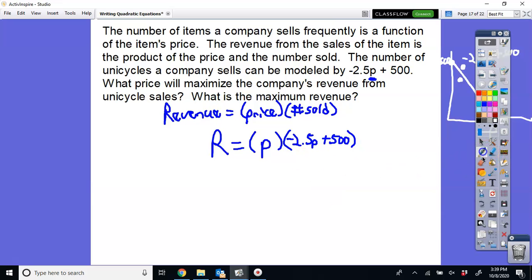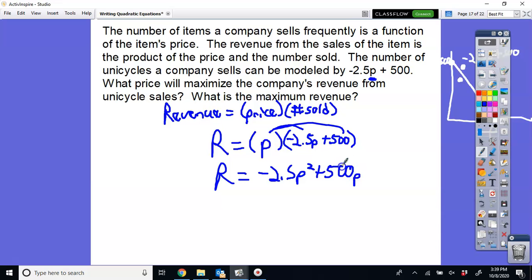So now in the next section, when we start talking about graphs, we could figure out what the maximum revenue is. We are also going to talk about the fact that you could multiply this together and put it into standard form. So you're going to see that it's negative 2.5p squared and then 500p.